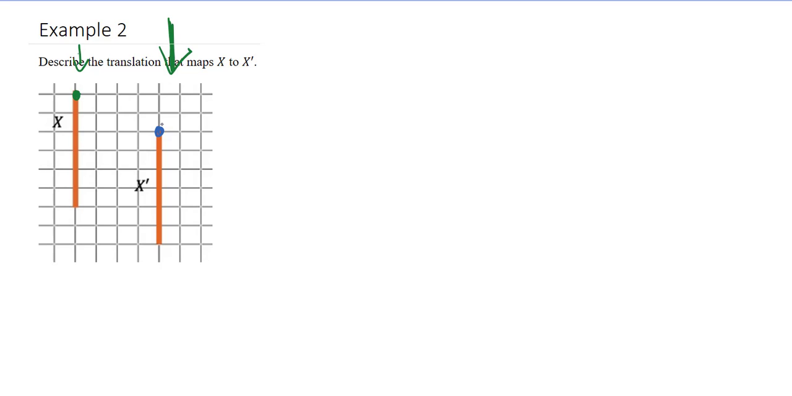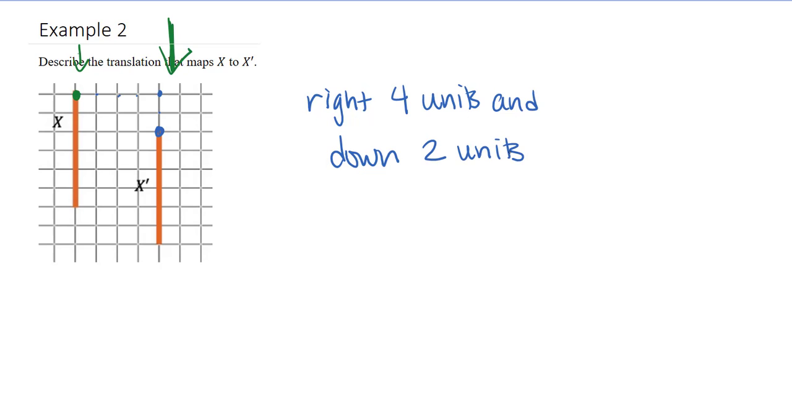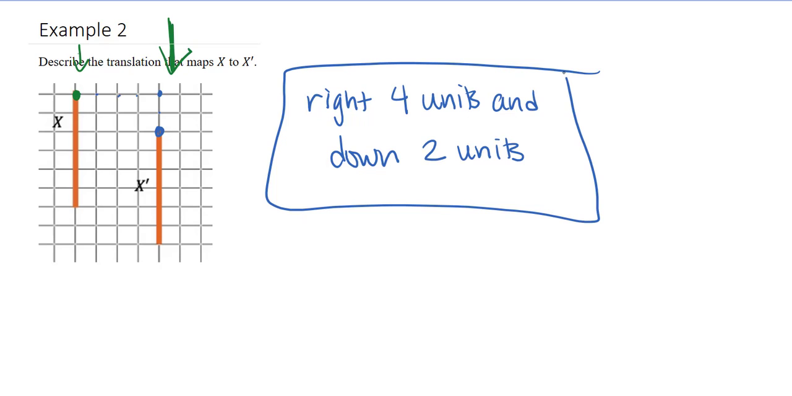in terms of moving. So we're going to go to the right now. We have to move from x to x prime. We have to go to the right. So it's 1, 2, 3, 4. So we go to the right 4 units. And then we're going to go down 1, 2, so down 2 units. And that's how we would describe this translation. Let's do the final example.